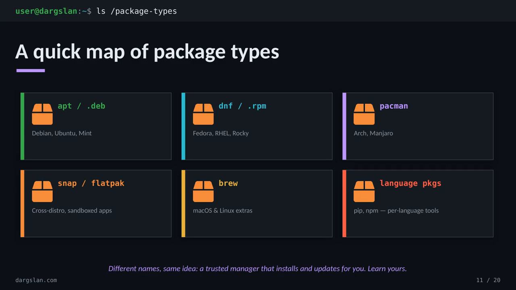On Debian, Ubuntu, or Mint, it's apt with .deb files. Fedora and its relatives use DNF with .rpm. Arch users reach for Pacman. Then there's Snap and Flatpak for sandboxed apps that work across distros, Brew on macOS and Linux, and language-specific tools like pip or npm. Different names, same idea. Find the one for your system and learn it well.